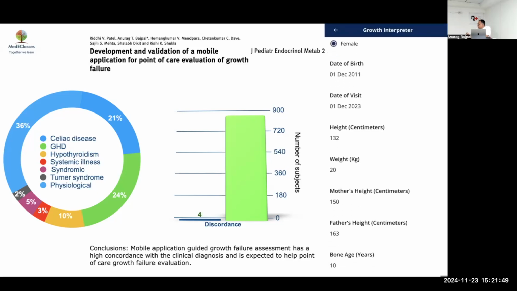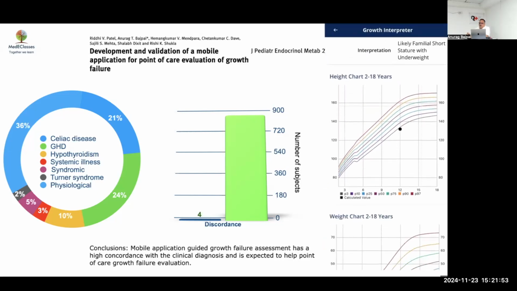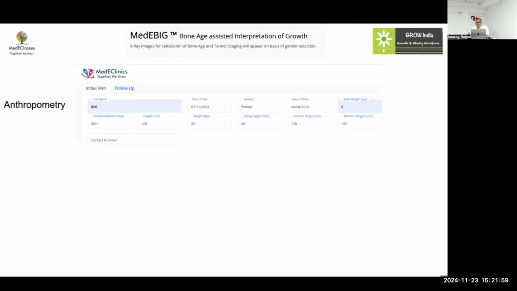So it is a way where you just have to enter a few details and you will get the likely diagnosis and evaluation, whatever I talked about for the last 20 minutes or so, at the click of a button.